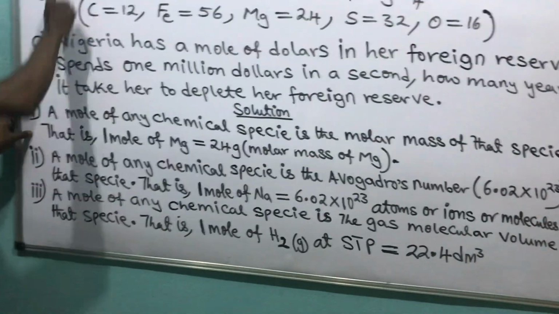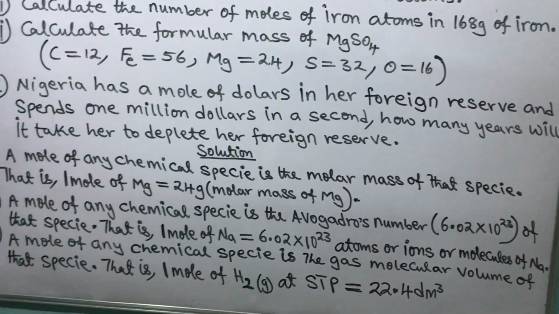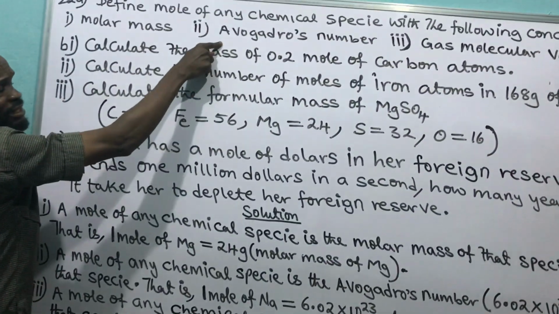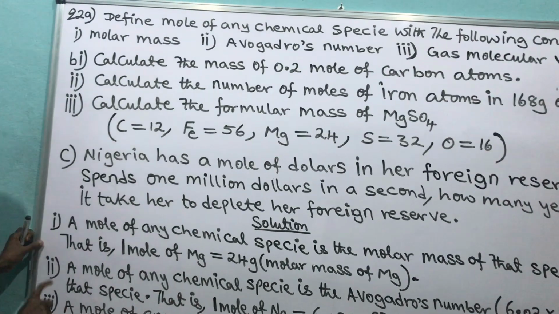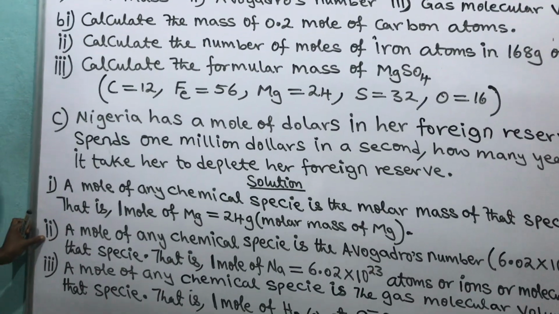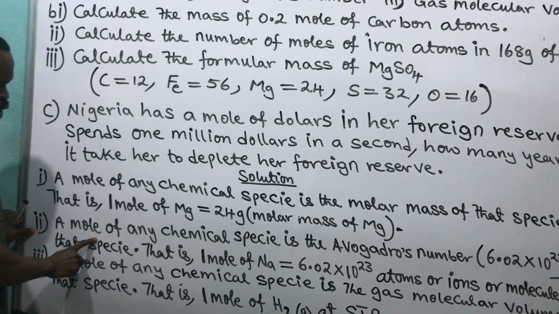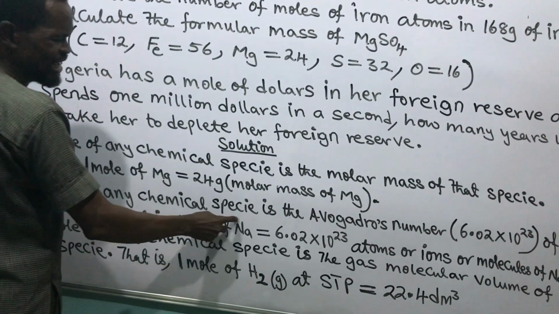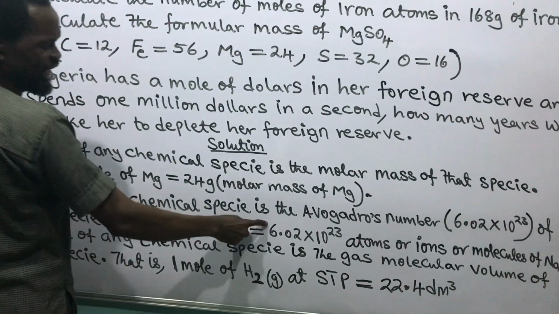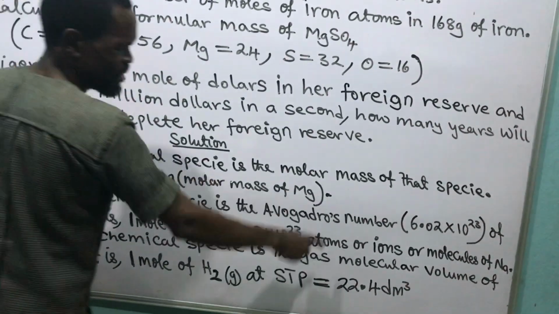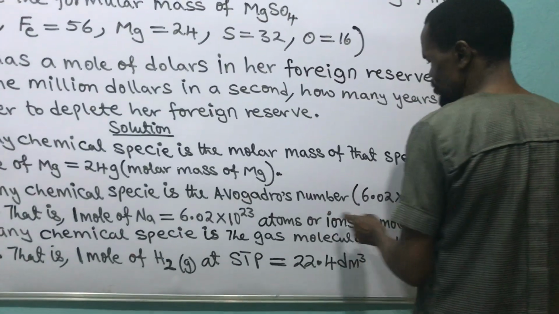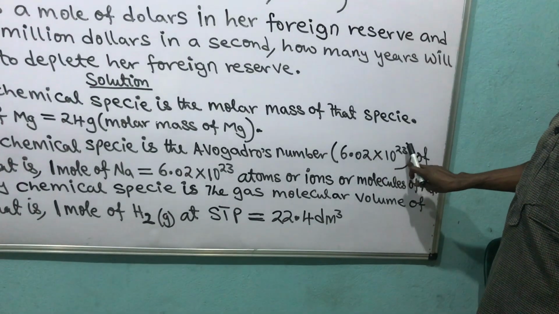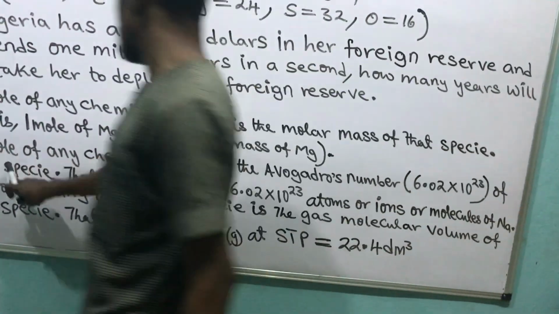II. Let us define mole in terms of Avogadro's number now. They said define mole in terms of Avogadro's number. Then come down here to see the solution. We said a mole of any chemical species is the Avogadro's number. What is Avogadro's number? 6.02 times 10 raised to the power 23 of that species.